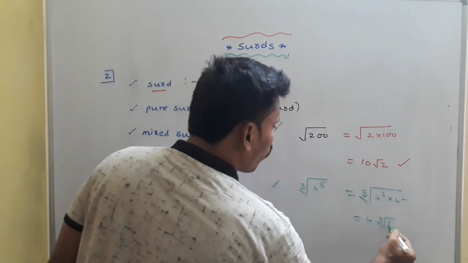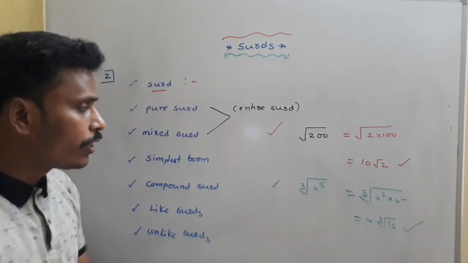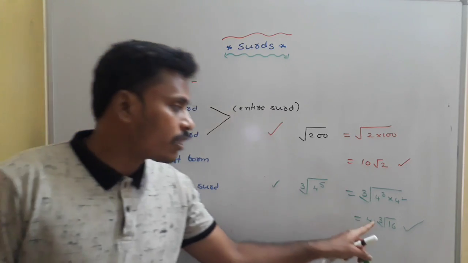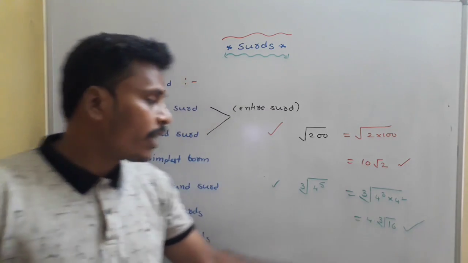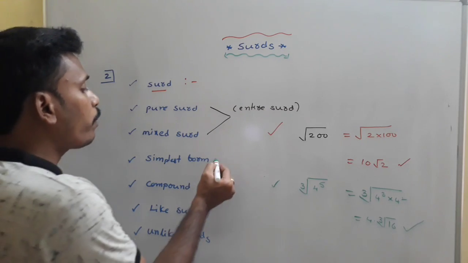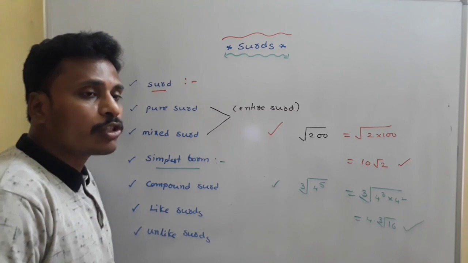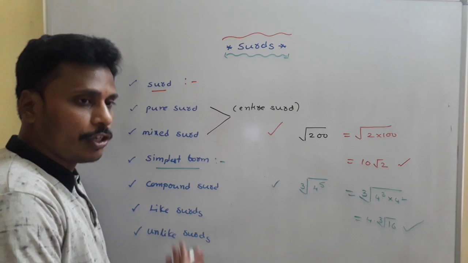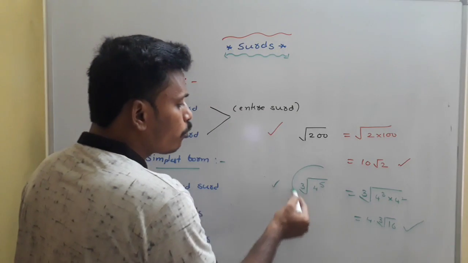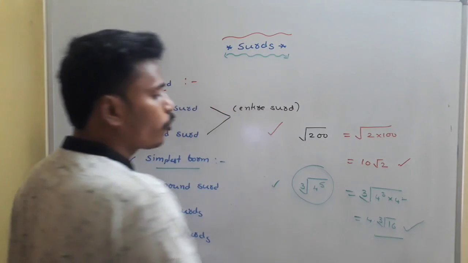...into cube root of 16. This cube root 4 power 5 is considered as a pure surd, whereas this 4 into cube root 16 is considered as a mixed surd. And the next thing is the simplest form of a surd. The simplest form of a surd is according to the situation. Usually the simplest form for this cube root of 4 power 5 is 4 into cube root 16.